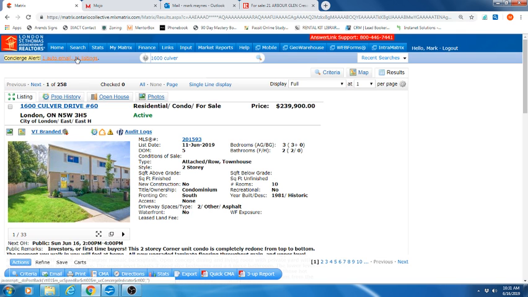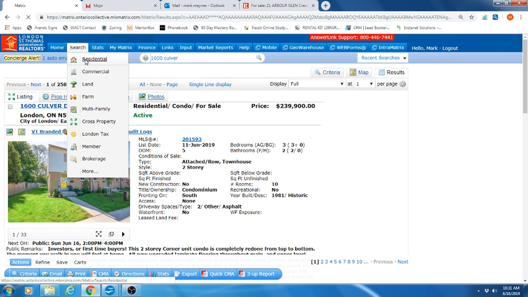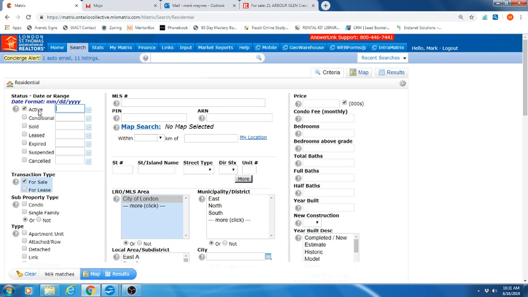Now I'm going to go to search. I'm going to go to residential. Over here on the left, I'm going to click active, which is already clicked. I'm going to click conditionally sold, and I'm going to click sold. Now, it's going to give you 0 to 180. Because the market has been so crazy, I like to do 0 to 90, okay?